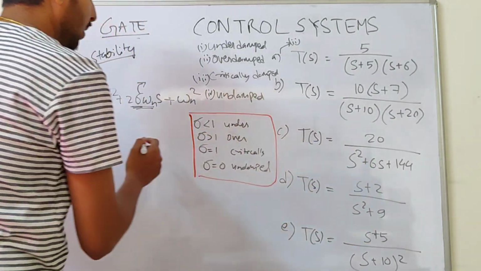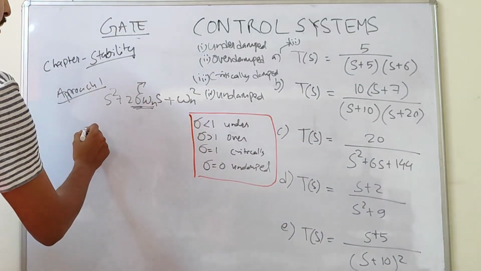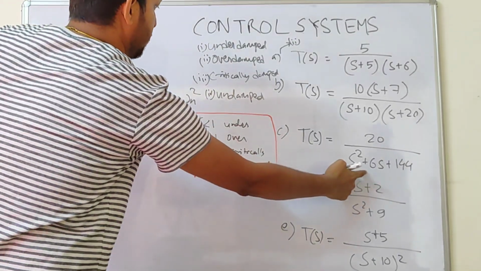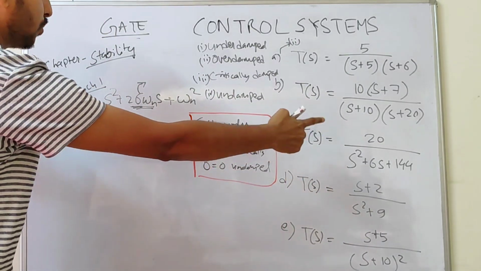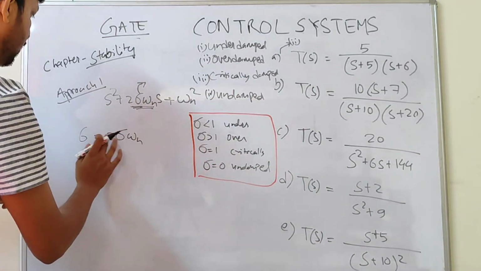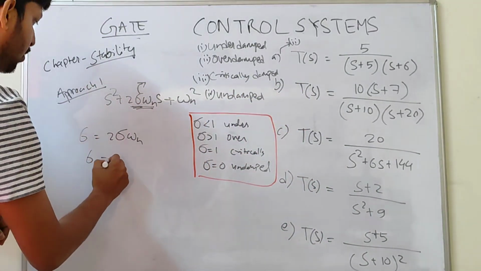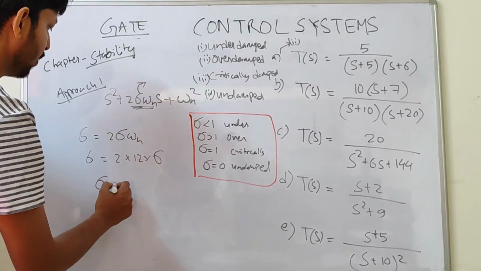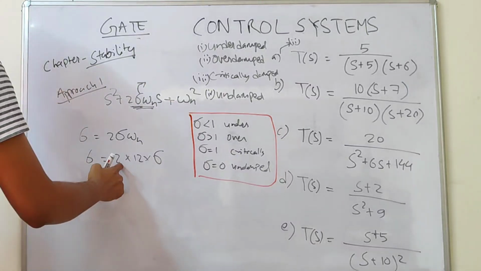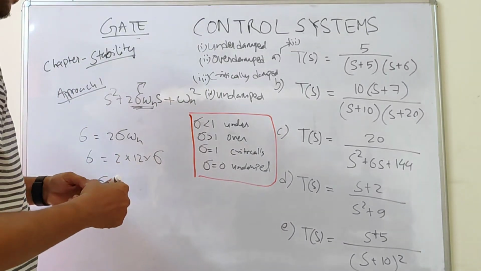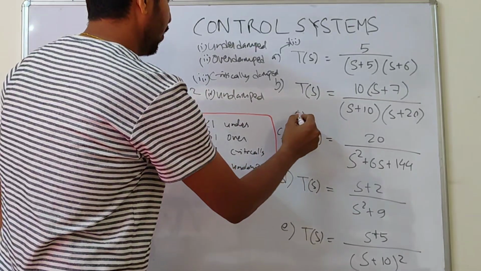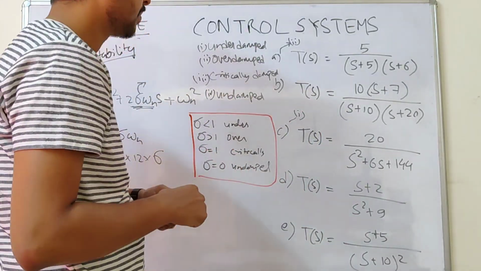Here, 6 will be equal to 2 sigma omega n, in this form. And omega n is 12. So 6 is equal to 2 into 12 into sigma. So sigma is obviously less than 1, right? So this is 24. So this will be underdamped. This belongs to the underdamped category.